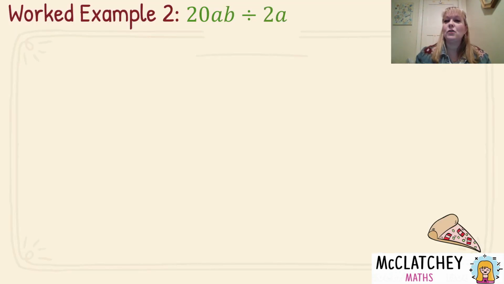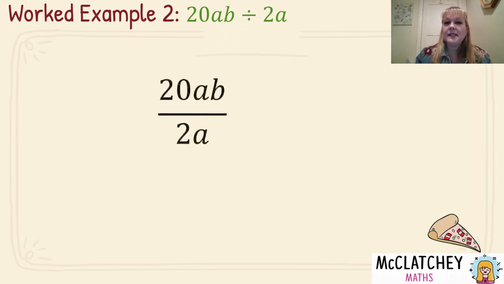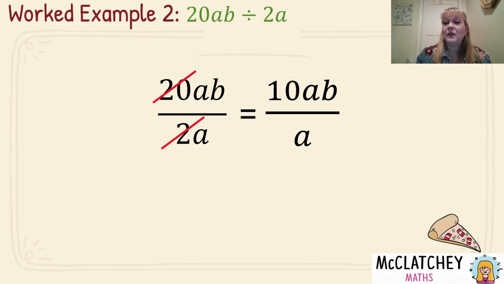20ab divided by 2a. Once again, set it up as a fraction. It'll make it a lot easier to solve it. Focus again on those whole numbers first. We're going to do some cancelling out again. So we've got 20 divided by 2. So 20 divided by 2 is simply just 10 over 1, because 2 goes into 20 10 times, 2 goes into 2 1 time. So we're going to write that as 10ab.